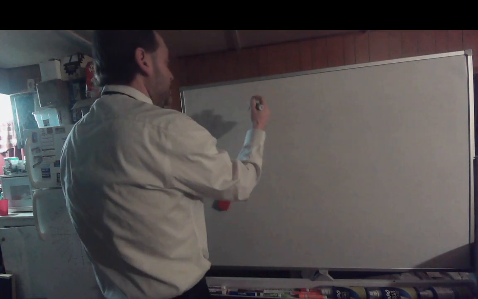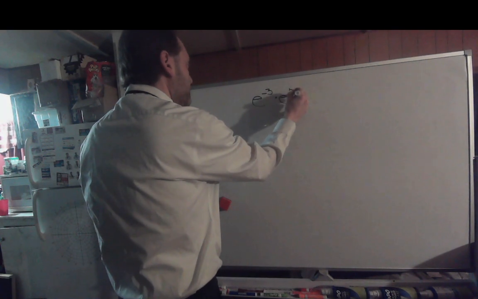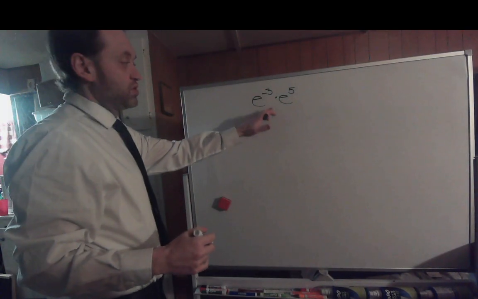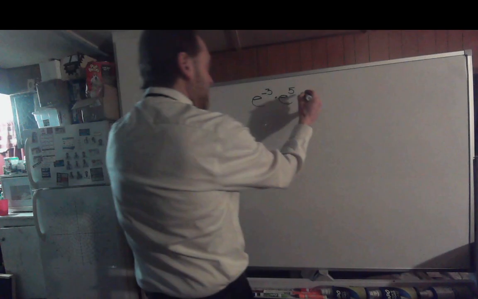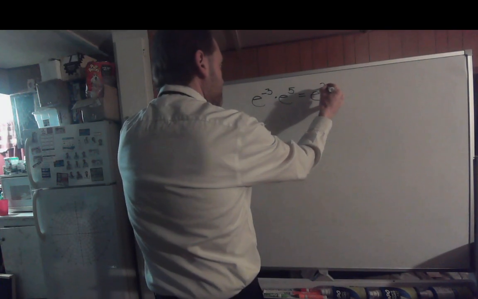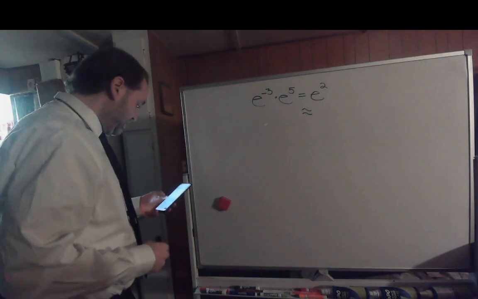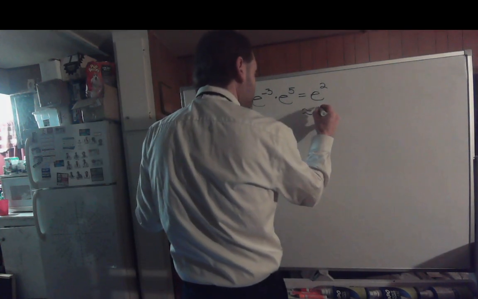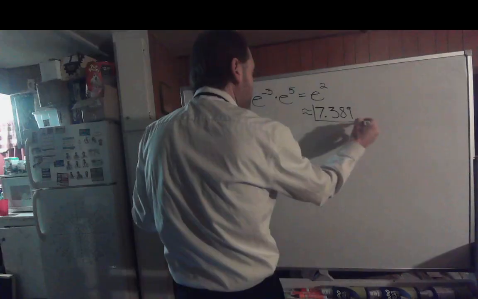Then, of course, we could take e to the negative 3rd times e to the 5th. Well, again, you're multiplying the same base, so you just add the exponents. Negative 3 plus 5 is 2. So this would turn into e to the 2nd power, which we can get a decimal approximation of easily. Let's figure out what e to the 2nd is. That'll be easy. 7.389. So e squared is approximately equal to 7.389.